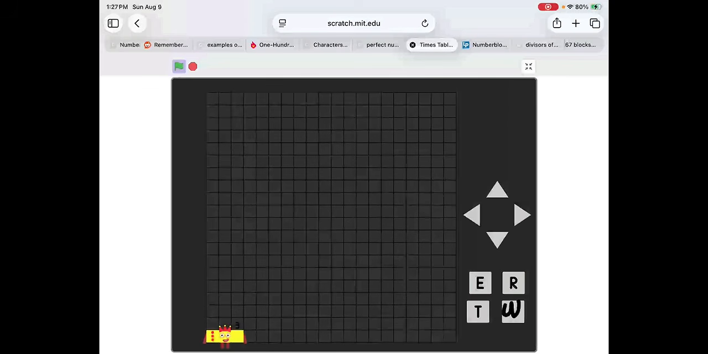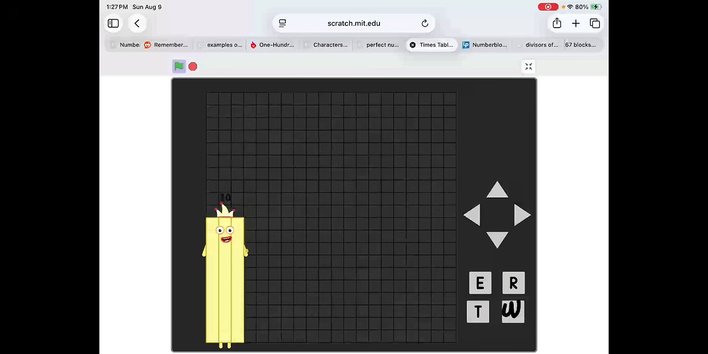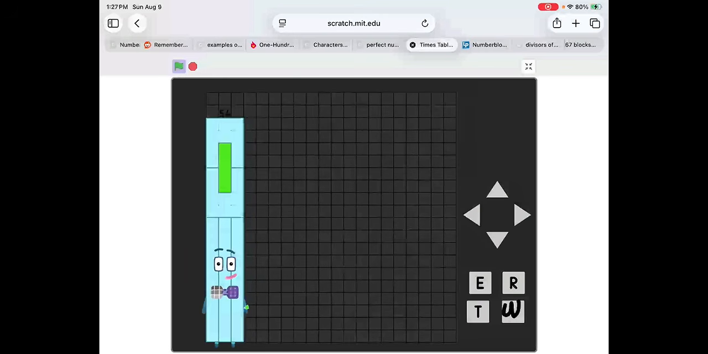Now it's the 3 times table. Here we go. 3, 6, 9, 12, 15, 18, 21, 24, 27, 30, 33, 36, 39, 42, 45, 48, 51, 54, 57, 60.